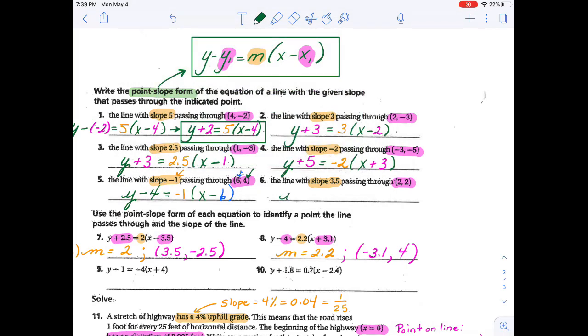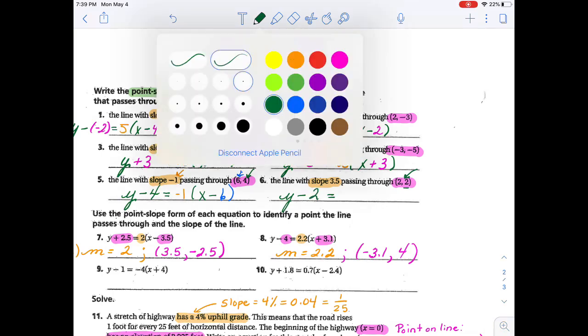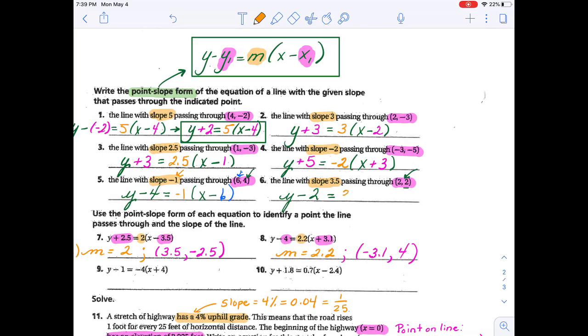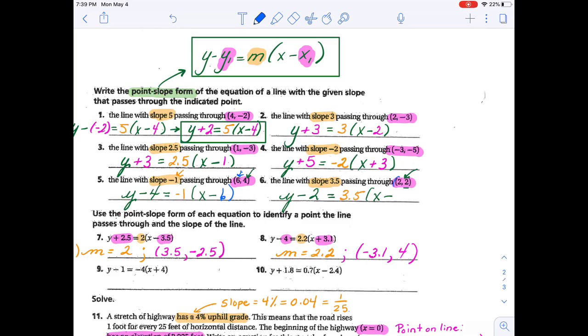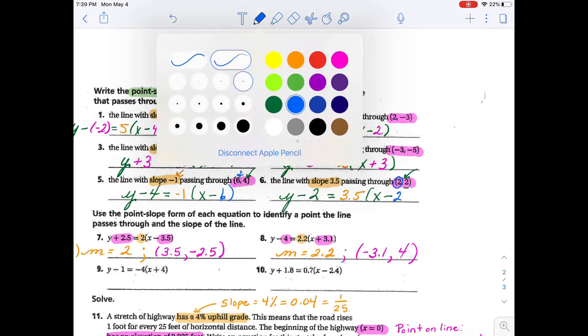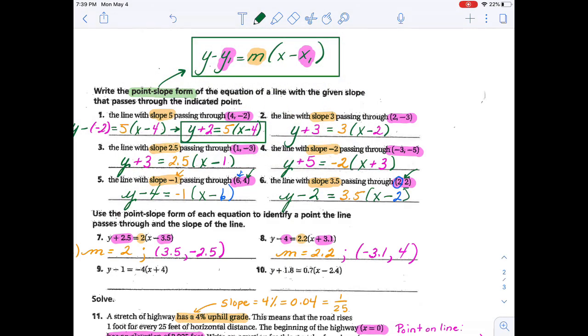So let's try that again. For number 6, y minus, now what is my y in my point? 2. Equals, what is my slope? 3.5. Times x minus, now what is my x in my point? 2. And there's my equation.